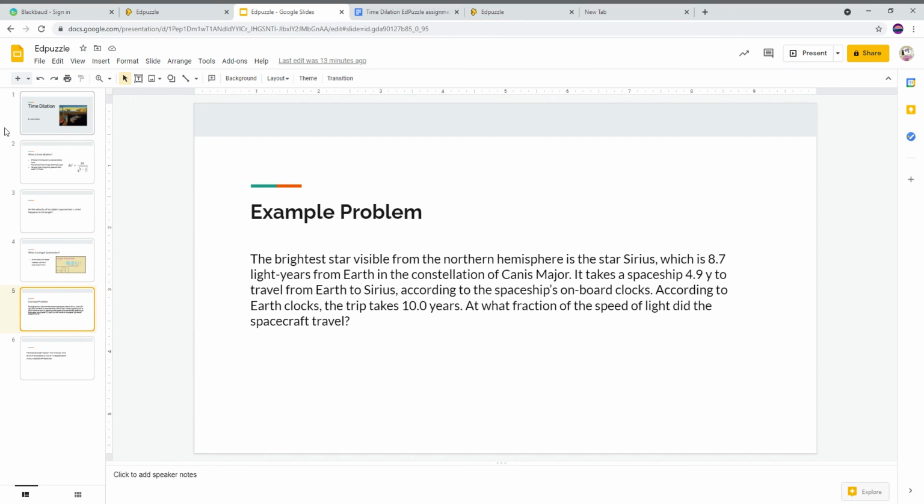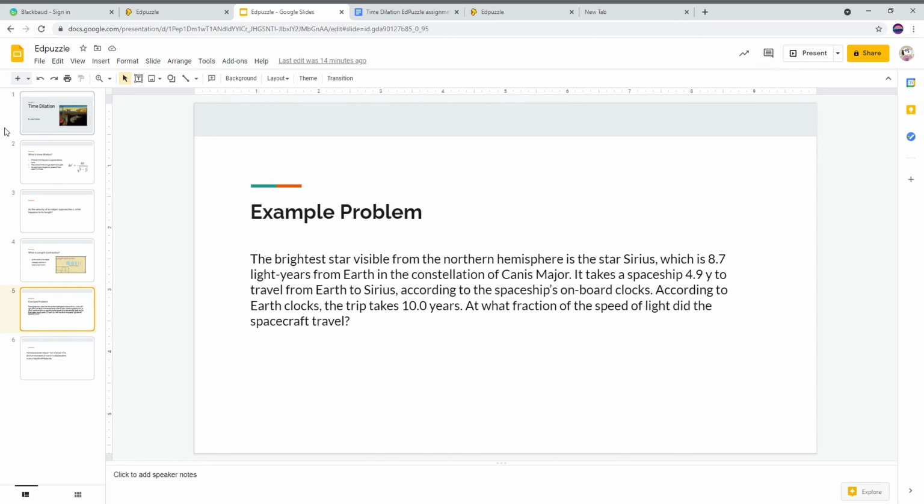So applying this to an example problem: the brightest star visible from the northern hemisphere is the star Sirius, which is 8 light years from Earth and in the constellation of Canis Major. It takes a spaceship 4.9 years to travel from Earth to Sirius, according to the spaceship's onboard clocks. According to Earth clocks, the trip takes 10 years. At what fraction of the speed of light did the spacecraft travel?